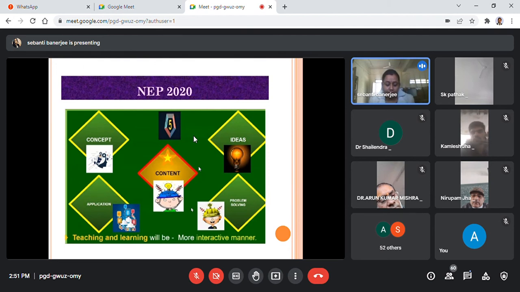And we always have to remember that NEP 2020 mainly focuses more on formative assessment over the summative assessment system, where the students go through a continuous evaluation process. And according to NEP 2020, the teaching learning process becomes more interactive when these five criteria are there. The first one is content, second idea, then concepts, application, and problem solving.